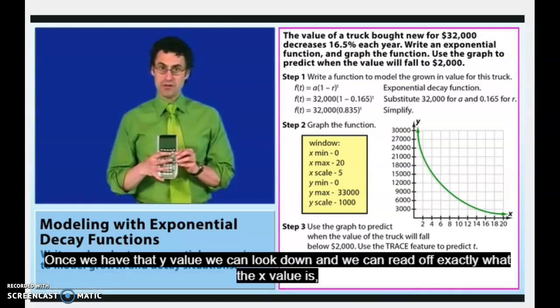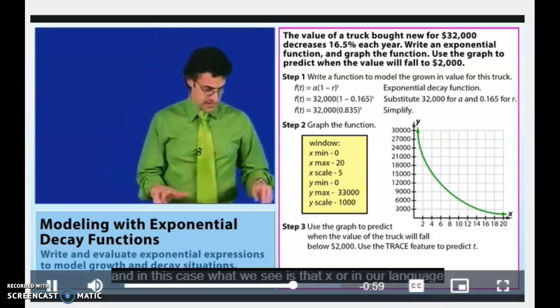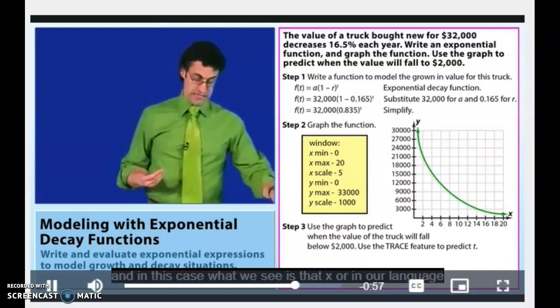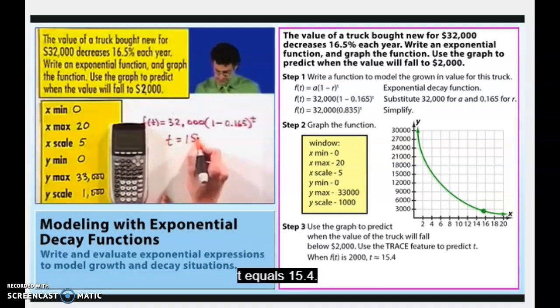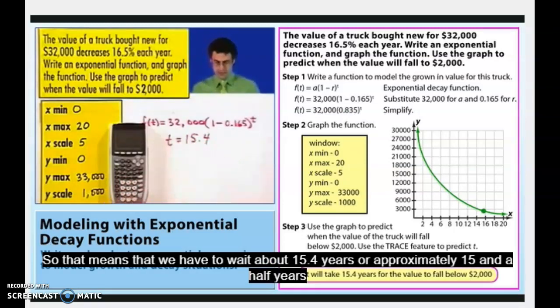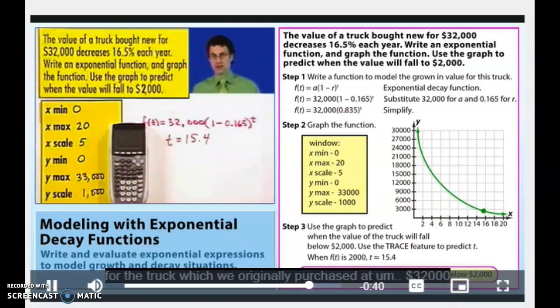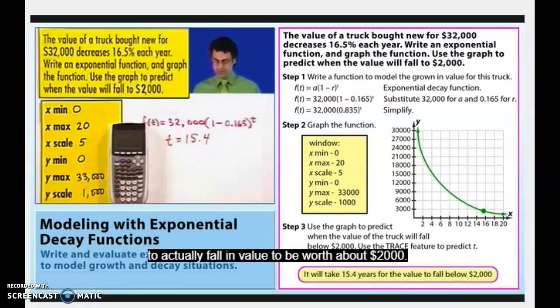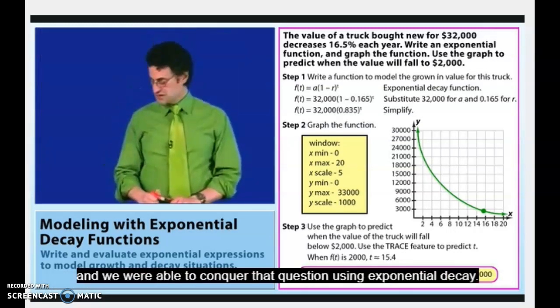Once we have that y value, we can look down and we can read off exactly what the x value is. And in this case, what we see is that x, or in our language, t, equals 15.4. So that means that we have to wait about 15.4 years, or approximately 15 and a half years, for the truck, which we originally purchased at $32,000, to actually fall in value to be worth about $2,000.